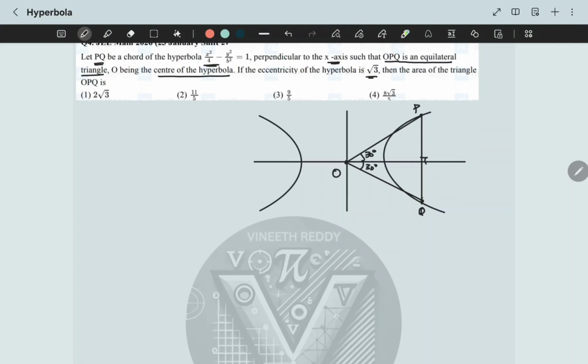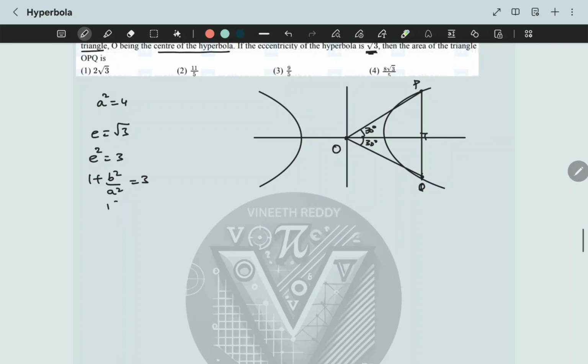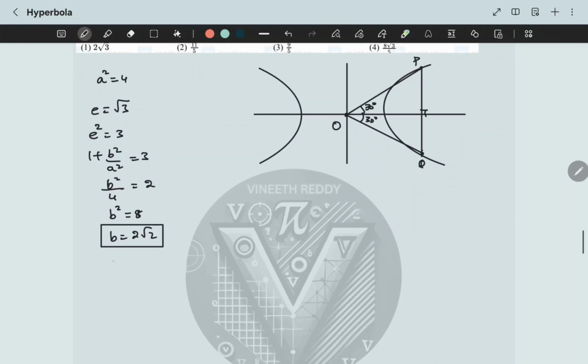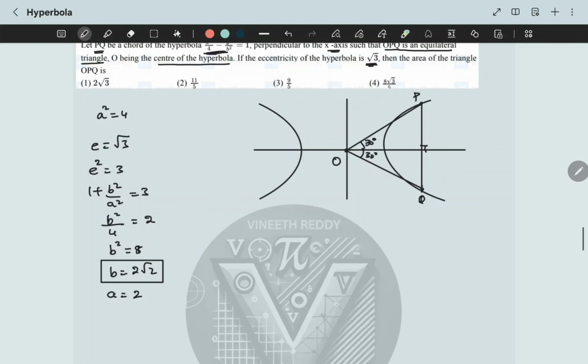So what did he give? Eccentricity is √3, and a square is 4. So e square will be equal to 3, and 1 plus b square divided by a square is 3, because this is a standard hyperbola, dear students. So b square divided by 4 should be equal to 3 minus 1, that is 2, and b square will be equal to 4 into 2, that is 8. So b should be 2√2, not minus 2√2, since it is a length. So a is 2, b is 2√2.